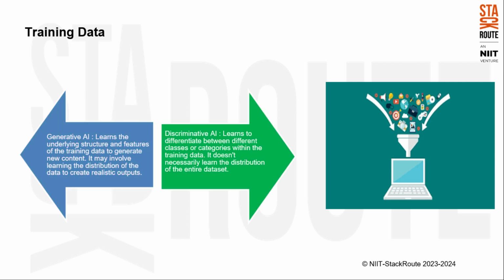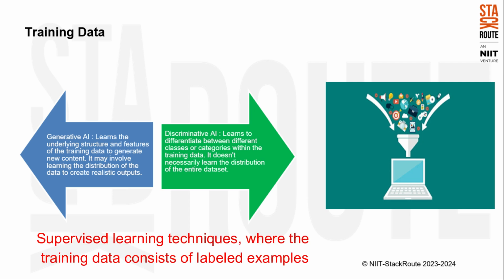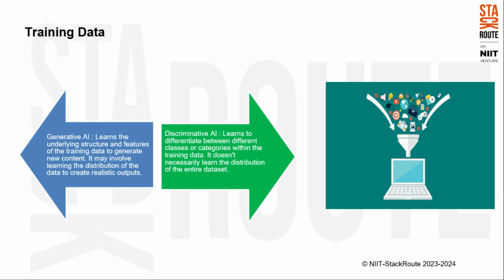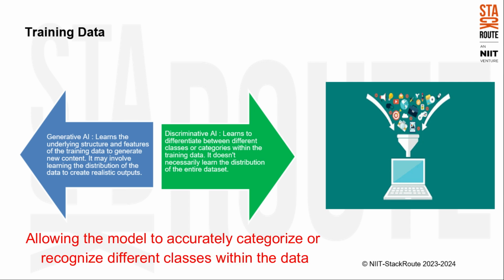On the other hand, discriminative AI models primarily learn to differentiate between different classes or categories within the training data. The training data in discriminative AI serves as examples with specific labels or targets associated with them. The model learns to identify the features or patterns that distinguish one class from another, enabling it to make accurate predictions or classifications on unseen data. Discriminative AI models often employ supervised learning techniques, where the training data consists of labeled examples. The focus is on minimizing the discrepancy between the predicted outputs and the true labels, allowing the model to accurately categorize or recognize different classes within the data.